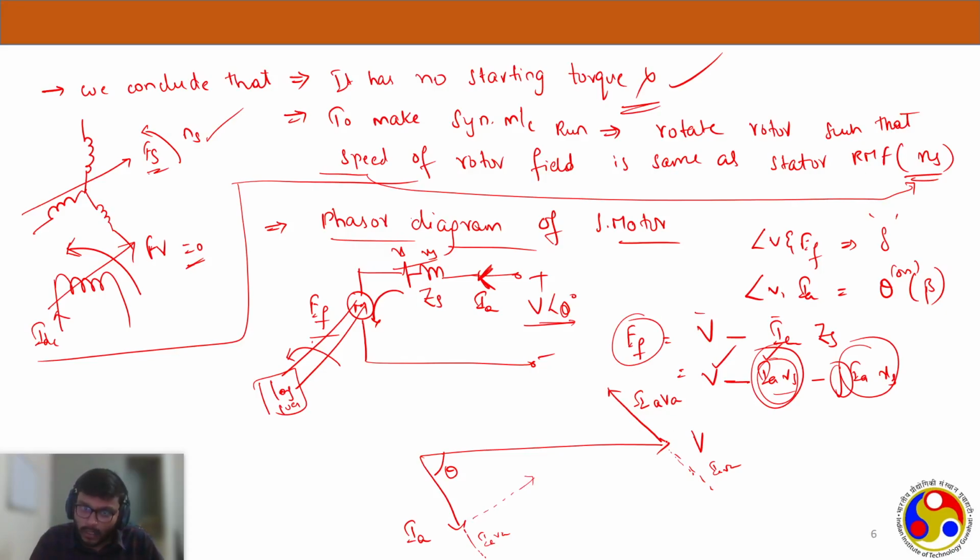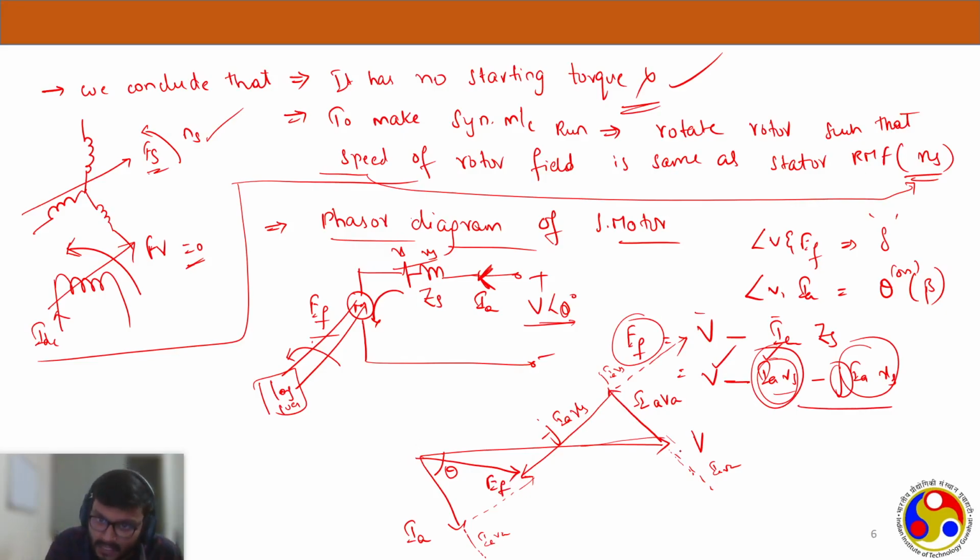So from here, from IA, you will have the IAXS. It will be like this. This is jIAXS, but it is minus jIAXS, so it will be in this direction. Now it is V minus IARA minus jIAXS. The resultant will be my excitation voltage EF.